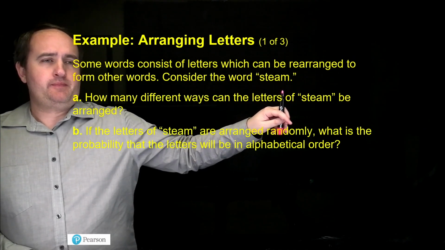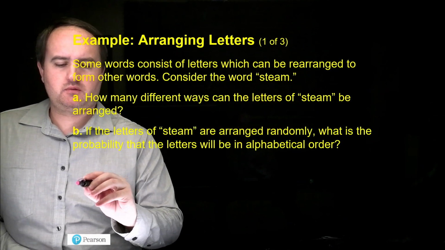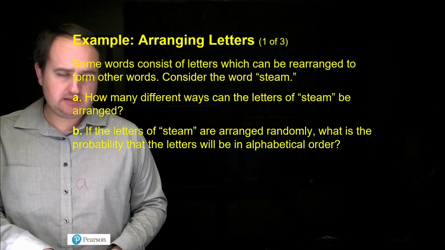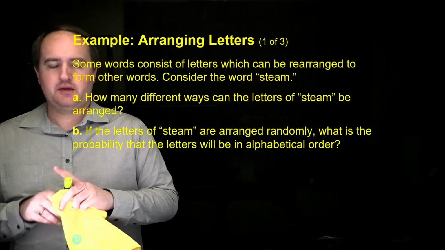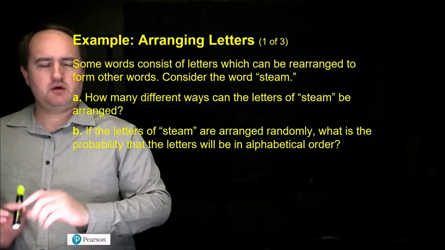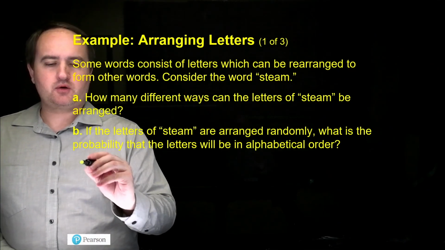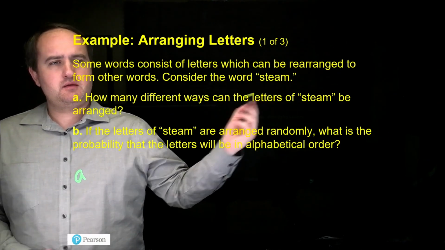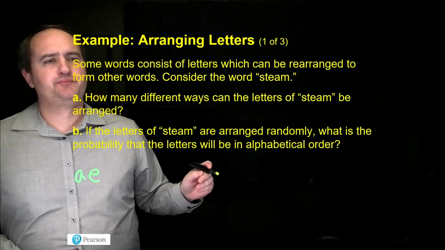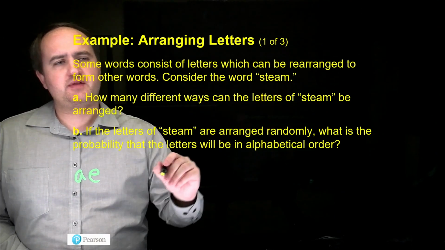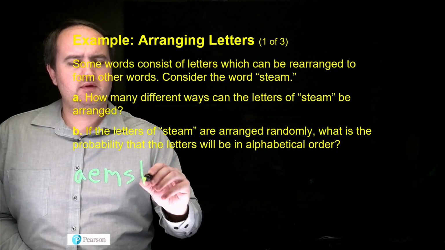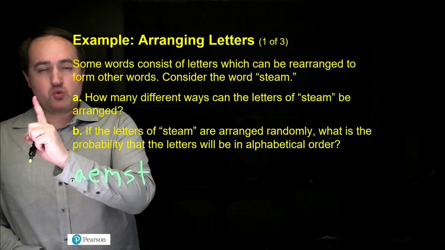Okay, so A would be first. Whoops, that's not the marker I wanted to use. That one's hard to see. Let me pick a marker that we can actually see on here. So yeah, in alphabetic order, A has to be first, and then E would have to be next, and then after that would be M, and then S, and then T. Well, that's only one arrangement.